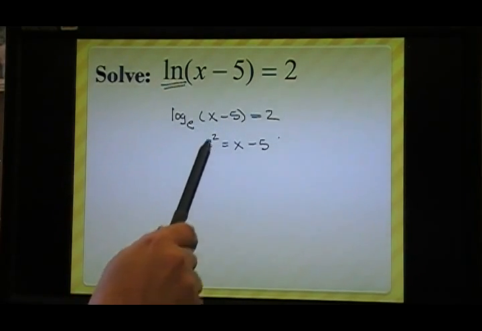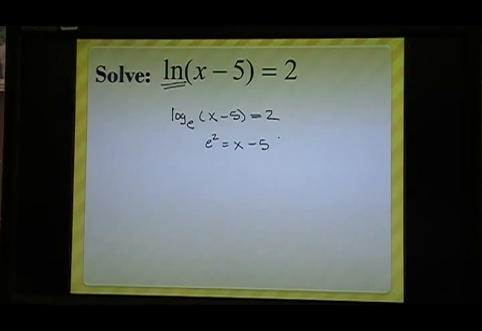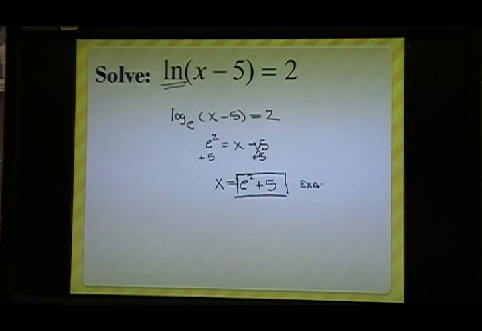Now remember, e is just that irrational number, 2.71, blah, blah, blah. So that is a number. x is my variable. That's what I'm trying to solve for. And so to get x by itself, I would need to add 5 to both sides. So we have x equals e squared plus 5. This is actually the exact value for x.